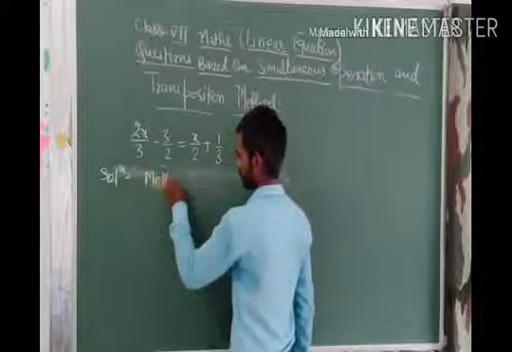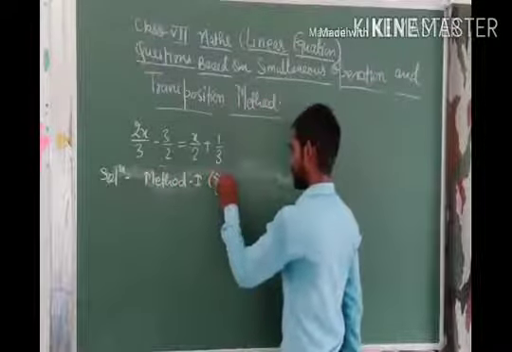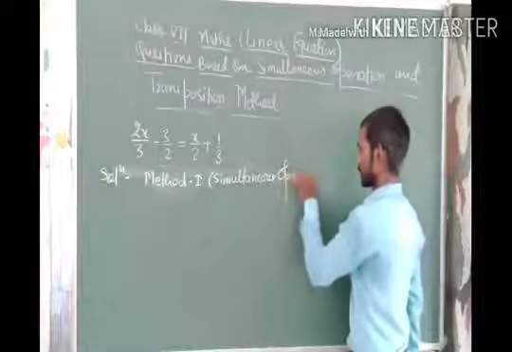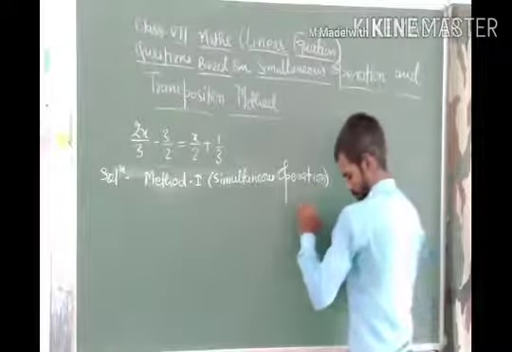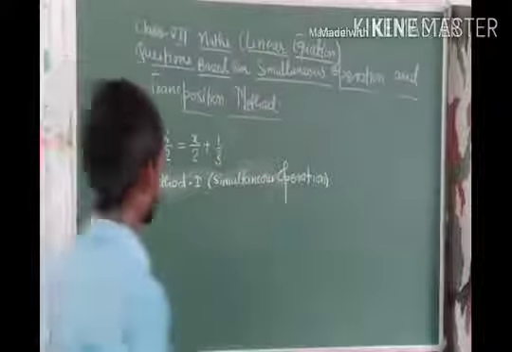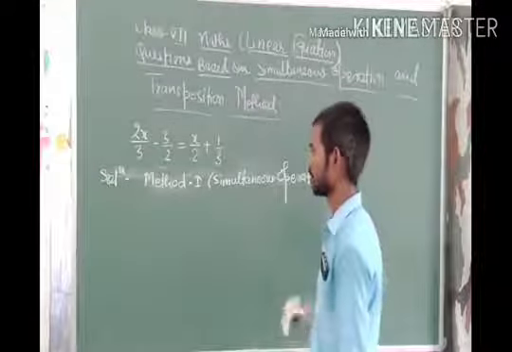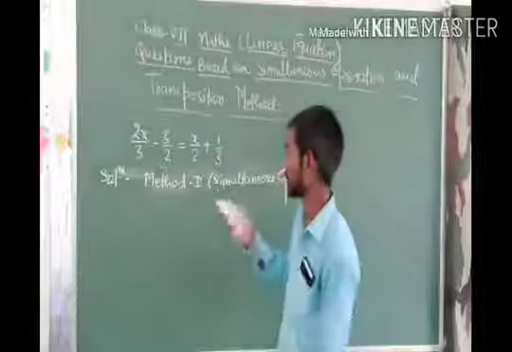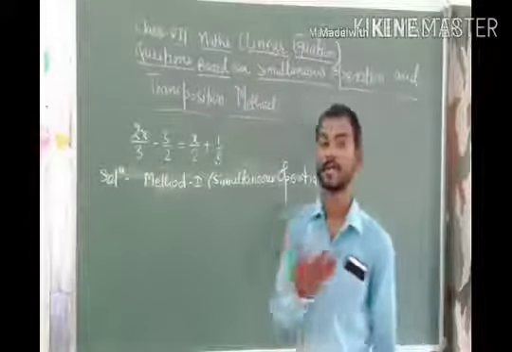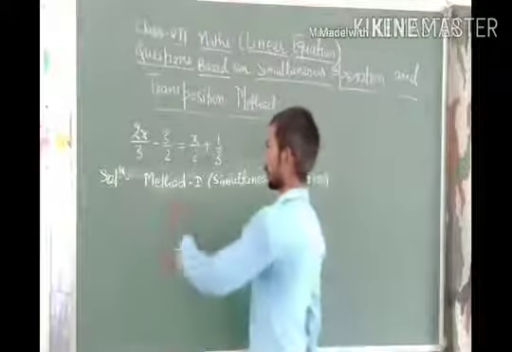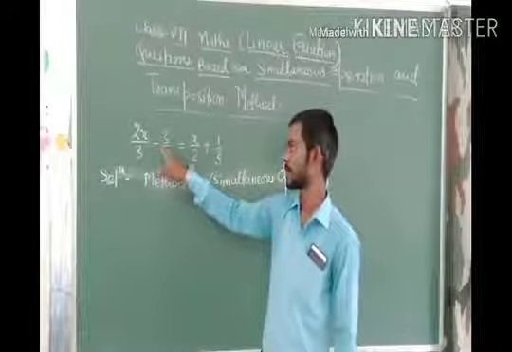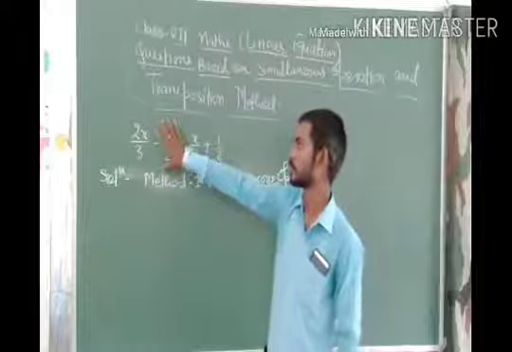Solution, method first, that is simultaneous operation. In order to solve the linear equation by the simultaneous operation method, we separate the variable quantity in the linear equation. So, in order to solve this, first we have to add 3 upon 2 on both sides, because here we can see that there is minus 3 upon 2. After adding 3 upon 2, it becomes 0.